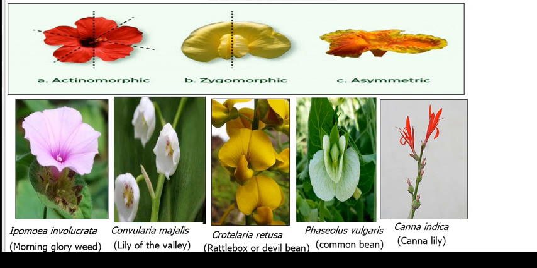Then the flower can be said to be zygomorphic if it has only one plane of symmetry, meaning it is bilaterally symmetrical. Such zygomorphic flowers can also be said to be irregular. Regular flowers, like I said before, are actinomorphic or radially symmetrical, while the bilaterally symmetrical or zygomorphic flowers are also said to be irregular. The irregular flowers are found mainly among legumes such as the pea plants, such as Phaseolus vulgaris, which is beans, Arachis hypogaea, which is groundnut, and Crotalaria retusa, which is the rattlebox or devil bean, and so on.